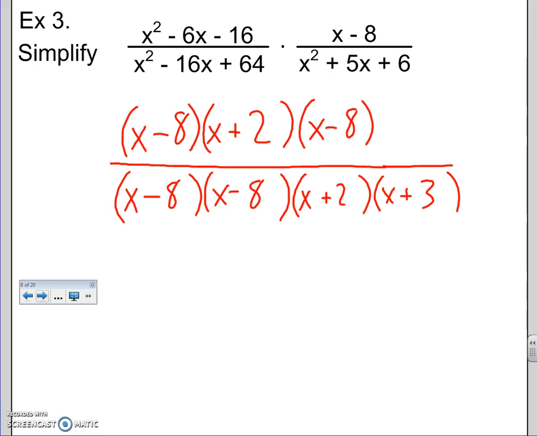Step 2 is restrictions. Set all the bottoms equal or not equal to 0. Figure out what x cannot be. Remember, if one of these is 0, the whole bottom turns to 0. So I'm going to change the sign. So the first one, x can't be positive 8. Because if it was positive 8, 8 minus 8 is 0. Then 0 times anything is 0.